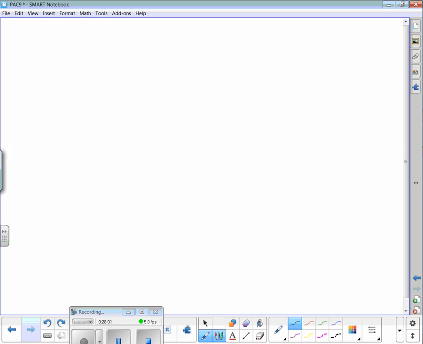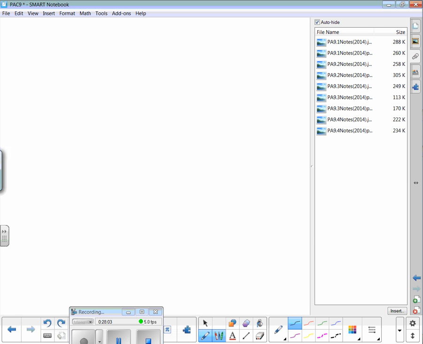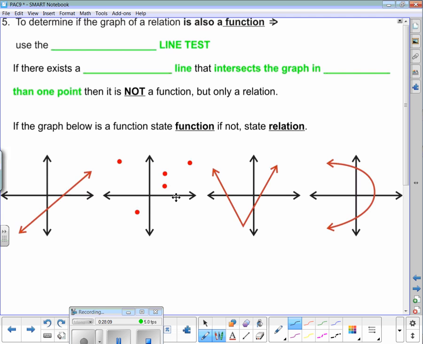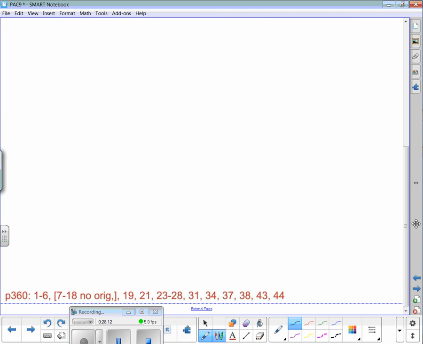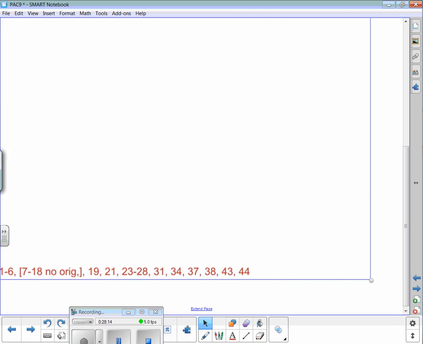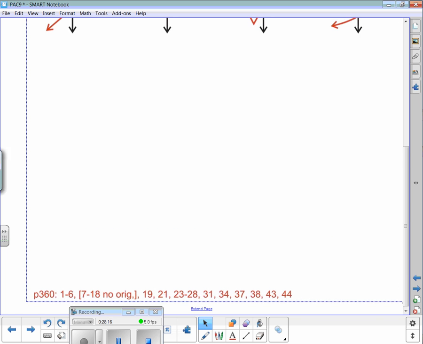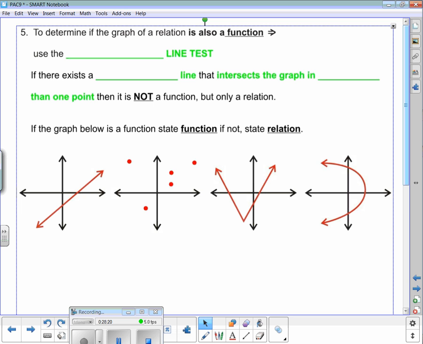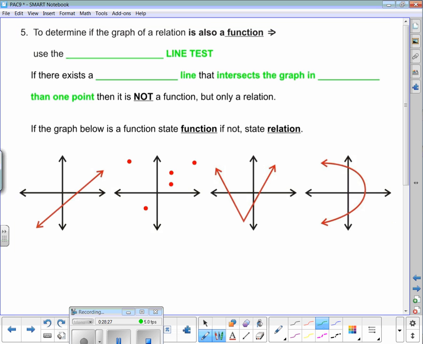All right. Oh, I need my page 3. Let's get page 3 out here. What are we in? 9.3? Probably that one. Okay. All right, number 5. Determine if the graph of a relation is also a function. Now this last part here is for when you have a graph.